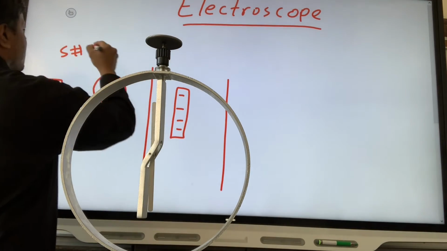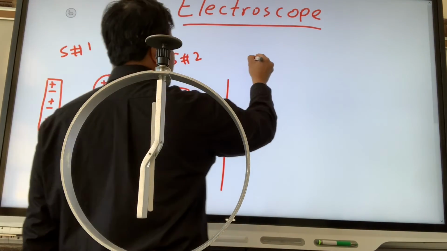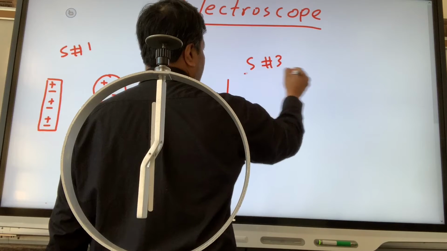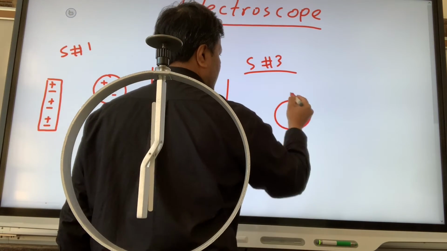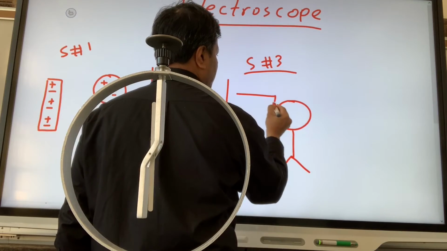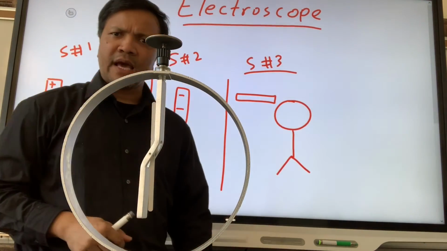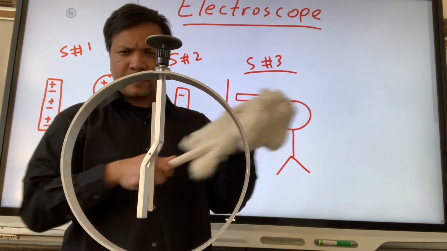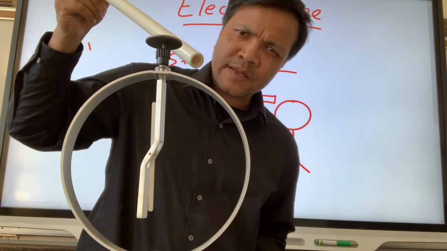Let's call this scenario 1. Let's call this scenario 2. Let's call this scenario 3. I'm going to bring this to the electroscope, and let's see what happens. If I bring this close to the electroscope, let's see what happens. Again, I'm not going to touch it.